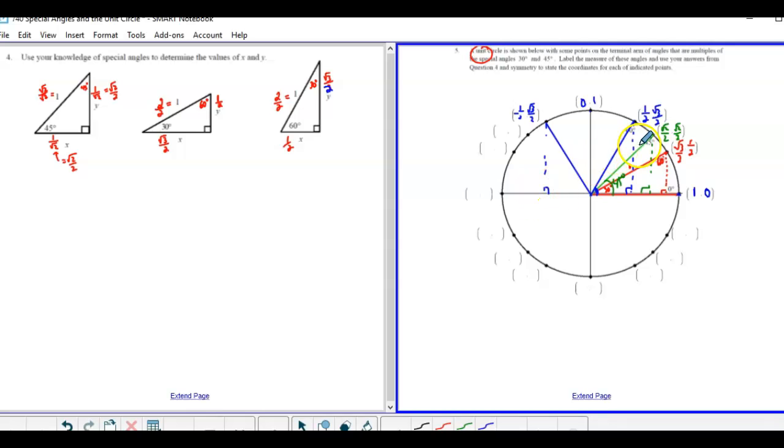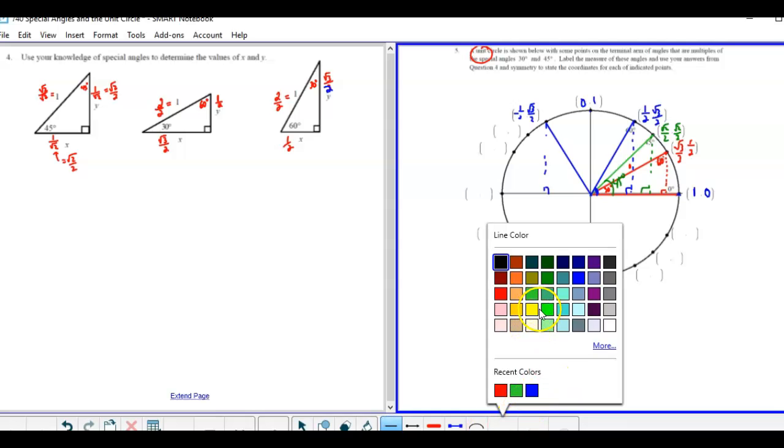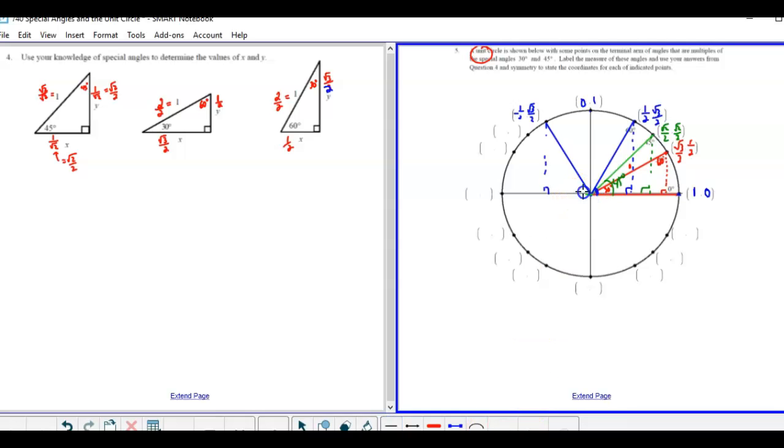Okay, then the same thing's going to go for the next one. If I graph this terminal arm, oops, I'm going to do that again.